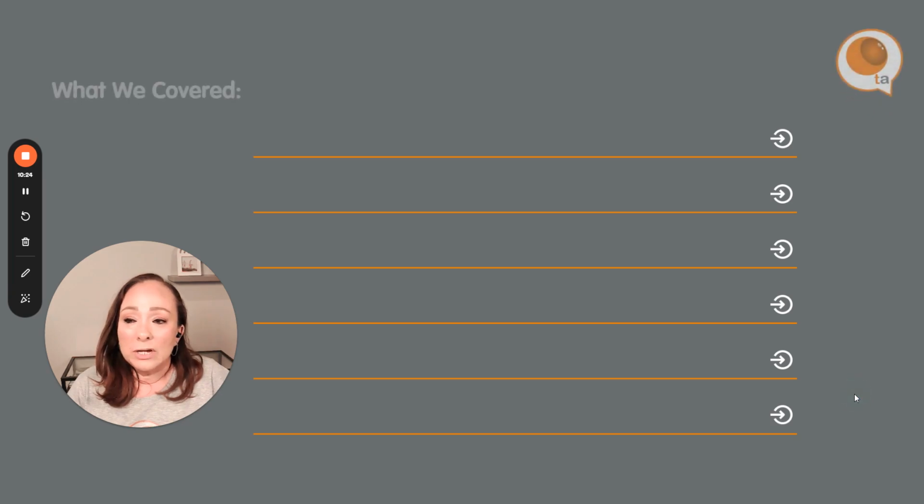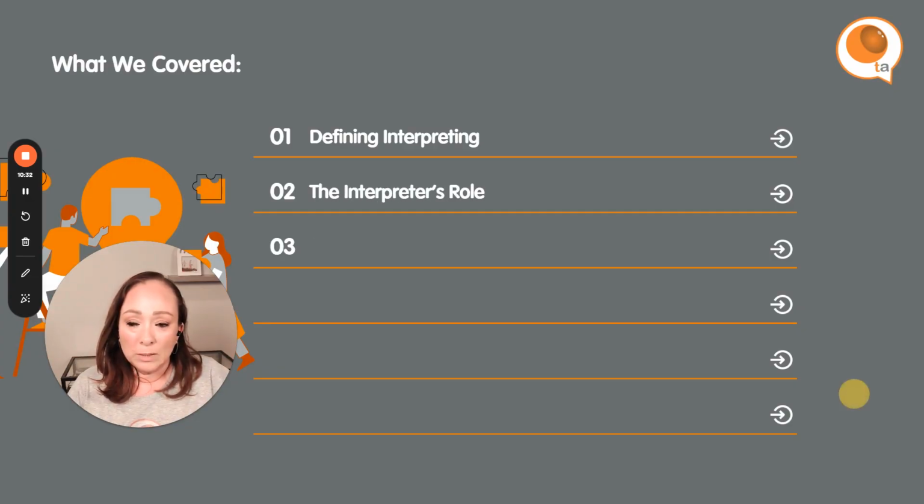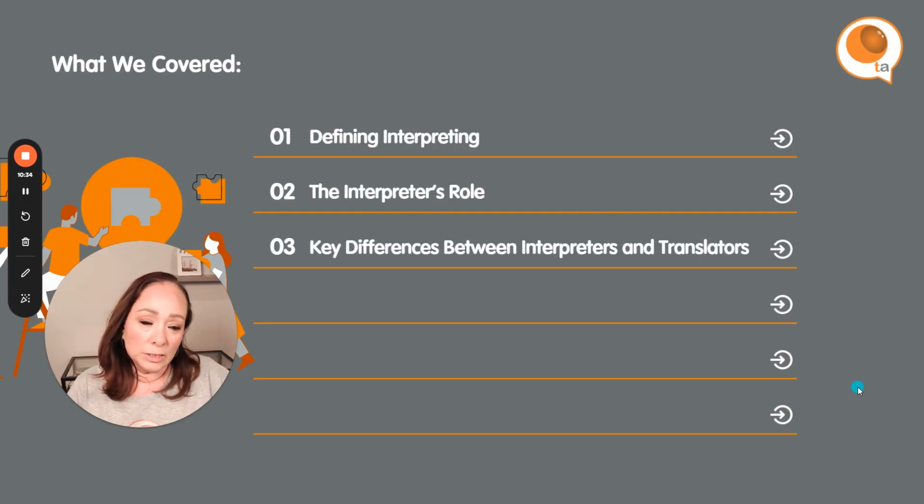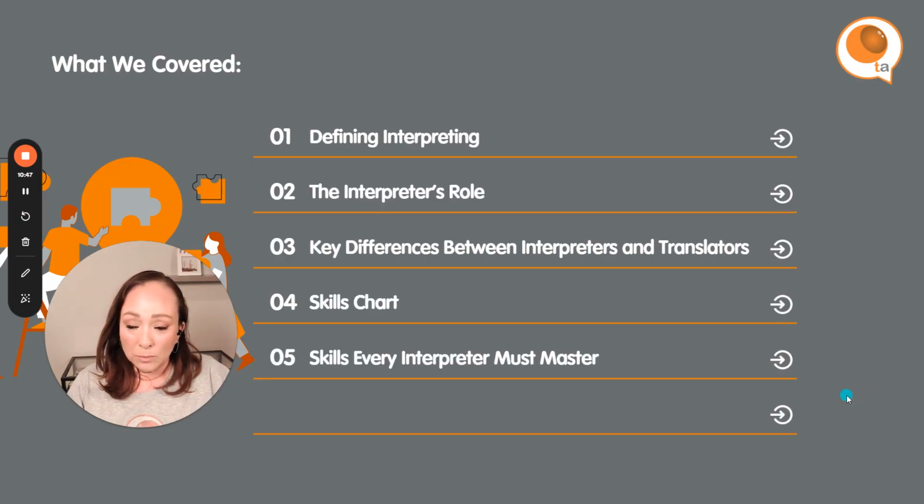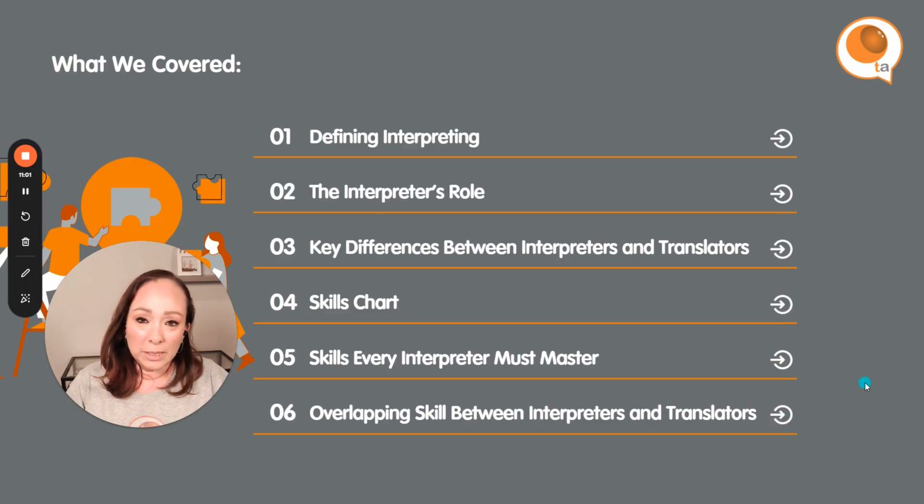Okay, so what we covered is the definition of interpreting. We went through the roles of an interpreter, the key differences between interpreters and translators, the skill chart, and the skills that every interpreter must master. And we covered also the overlapping skills between interpreters and translators. So that is just basics, just so you have a general understanding of interpreting.